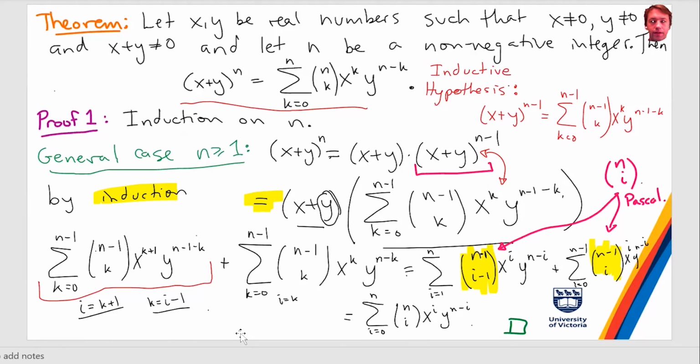Okay. Instead of an algebraic proof, let's think about a simpler, in fact combinatorial, proof.